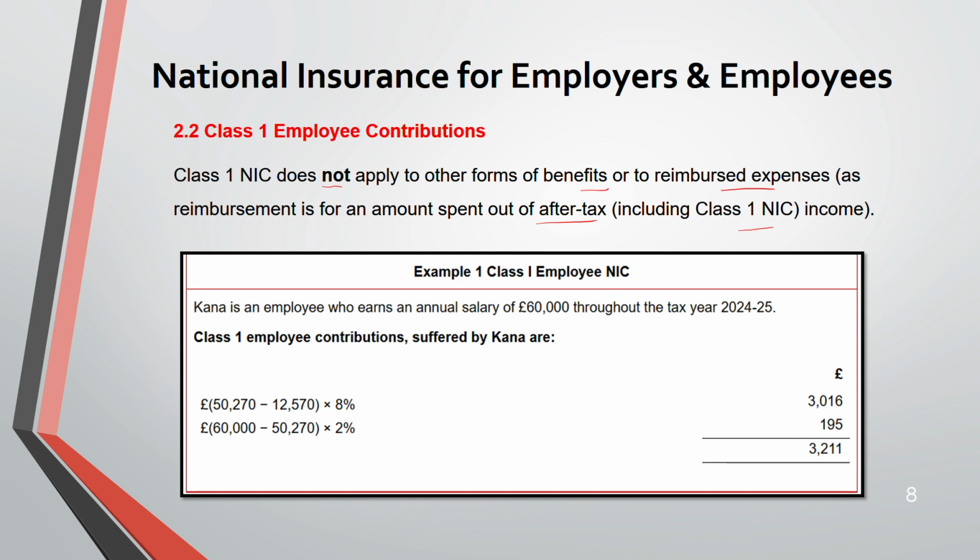So let us understand class 1. Take an employee earning an annual salary of 60,000. This is above the lower limit and also above the upper limit. So first, always take the difference between the upper and the lower limit, times 8%. This is always fixed because it is above 50,270. Then the excess over 50,270, so 60 minus 50, is charged an additional 2%. Add both, and this is your contribution.